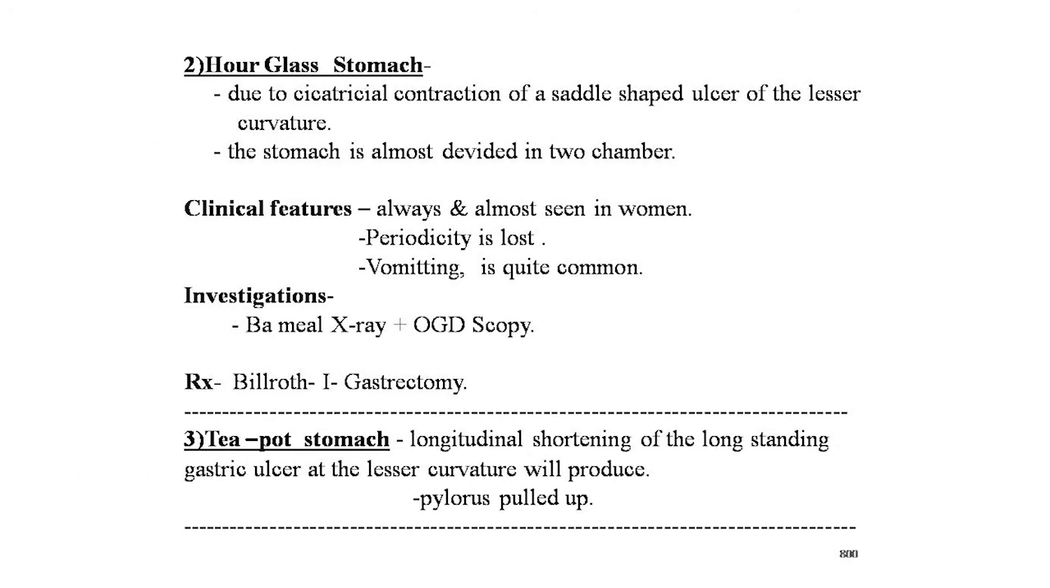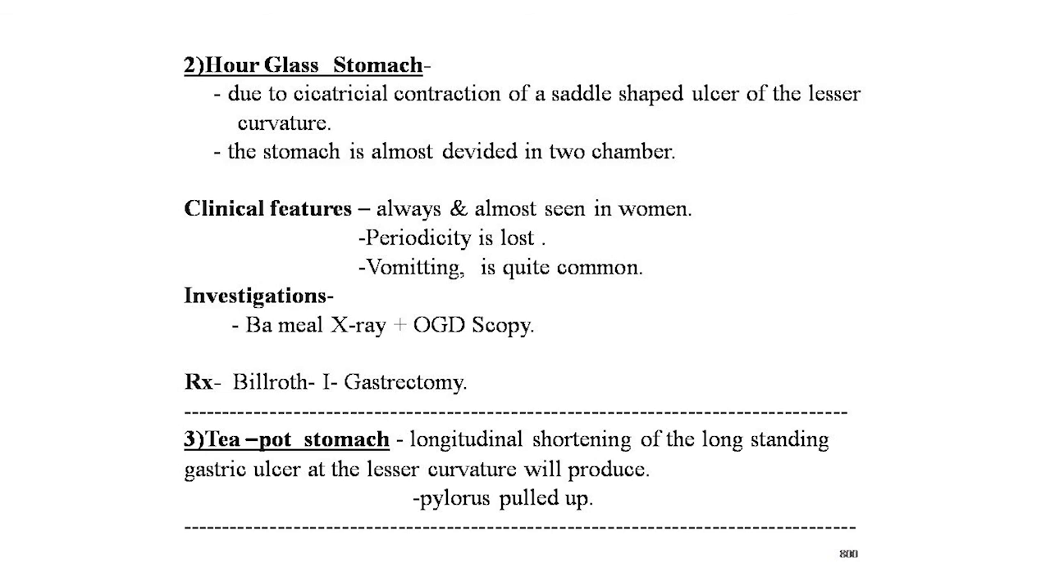Now the second deformity of pyloric stenosis is hourglass stomach. Due to cicatricial contraction of a saddle-shaped ulcer of the lesser curvature, the stomach is almost divided into two chambers. Clinical features: almost always seen in women. Periodicity is lost. Vomiting is quite common. Investigations: barium meal X-ray and OGD-scopy are perfect to diagnose and recognize the hourglass stomach deformity. Treatment is Billroth first gastrectomy. And third is the teapot stomach.